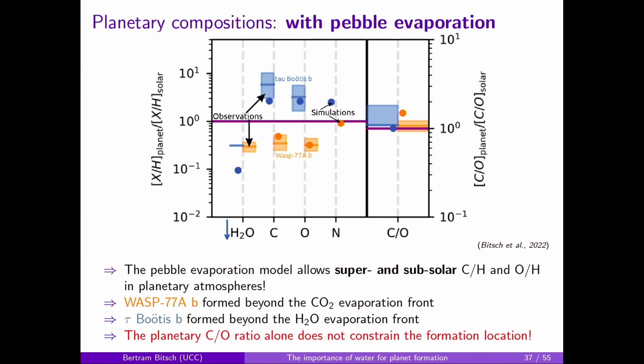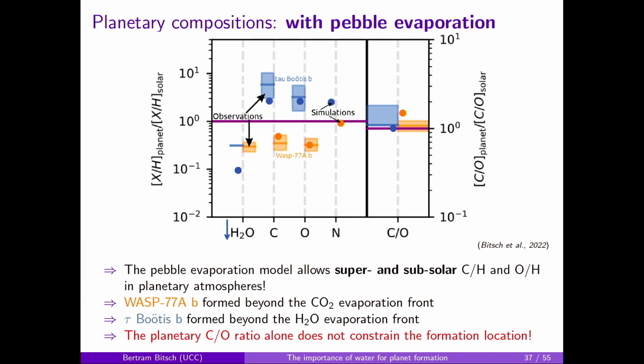So what we could conclude from this is that these planets actually formed at slightly different locations. WASP-77AB is subsolar in carbon and oxygen. So in our model, it would form beyond the CO2 evaporation front, while Tau Bötis B is supersolar in carbon and oxygen, and it would form beyond the water evaporation front, so interior of the CO2 evaporation front. So Tau Bötis B, at least in our model, accreted a lot of CO2 vapor. So we can, to some level, constrain the formation location of these planets by looking at the abundances of these planets.